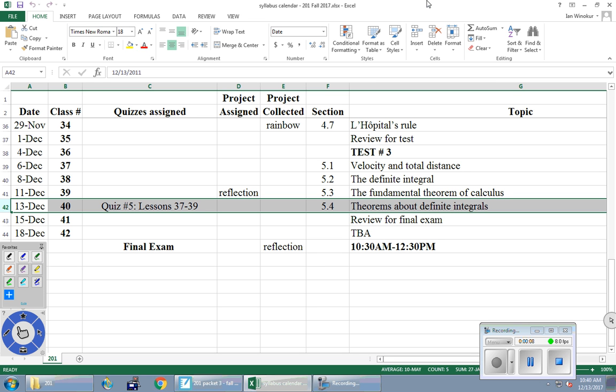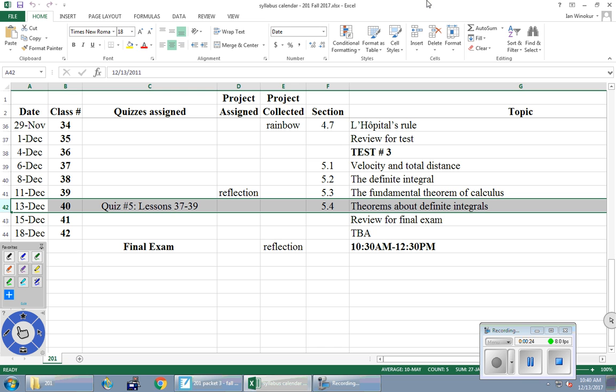Today is the very last day of new material for the entire semester. We will cover a couple of theorems about definite integrals. I will hand out quiz number 5 during class. You'll take it at home individually and hand it back to me first thing Friday.